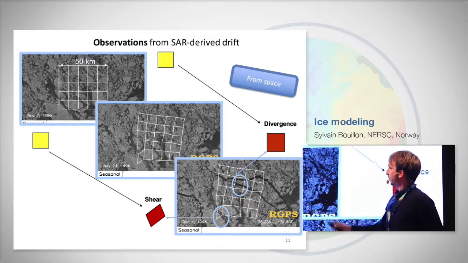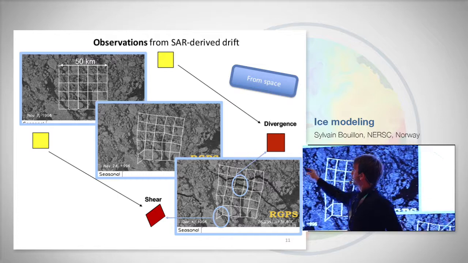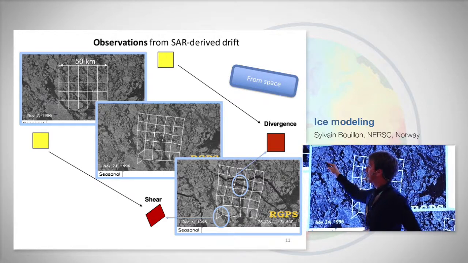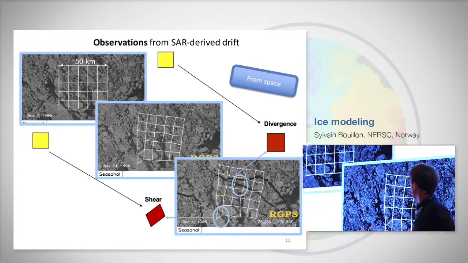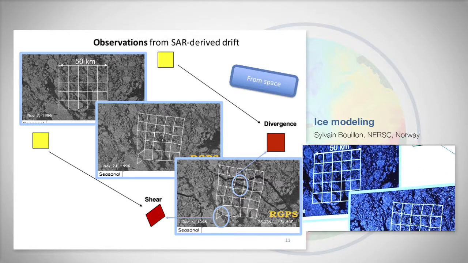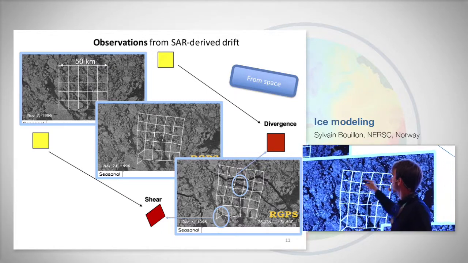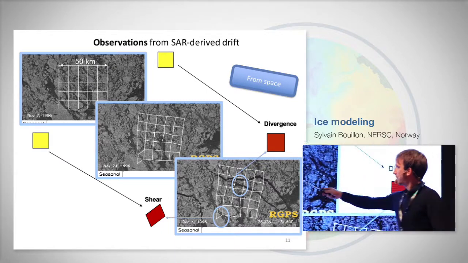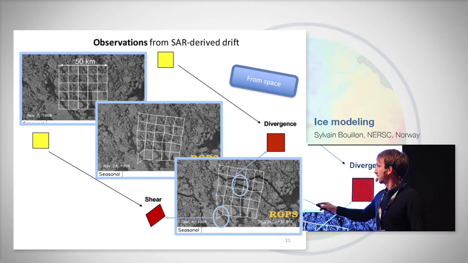And from these high-resolution SAR images, what you can do is identify points on the image and track them. For example, here, if you look at this floe, you will find it in the second image and in the third image. So you can track points, virtual points. And if you do it for many points, for example, all the nodes in this array, you can compute the drift of the ice, but also the large-scale deformation.